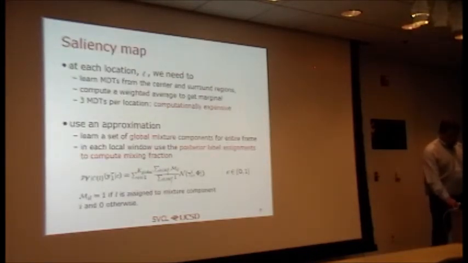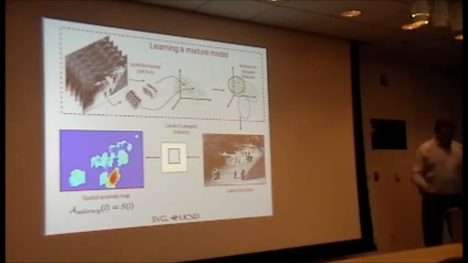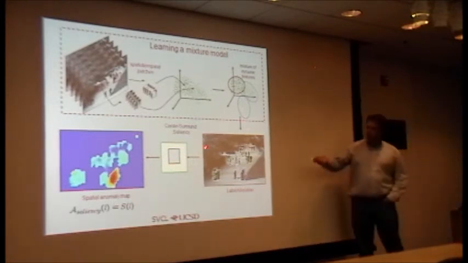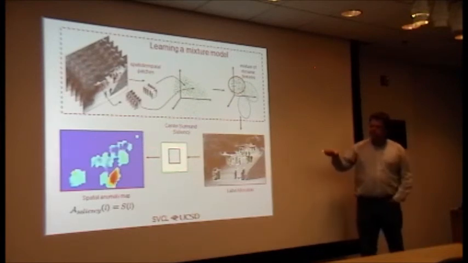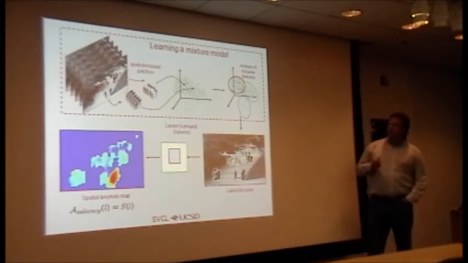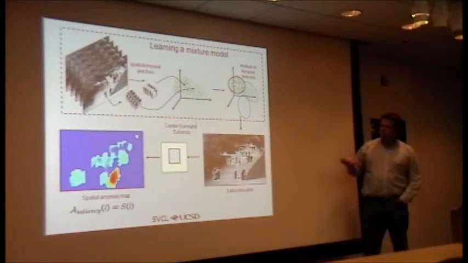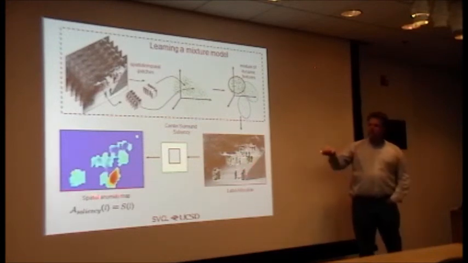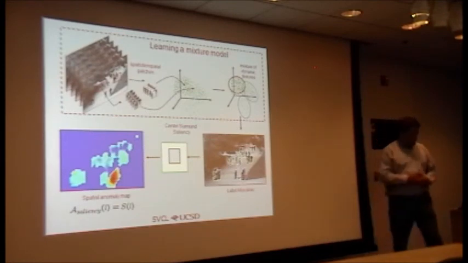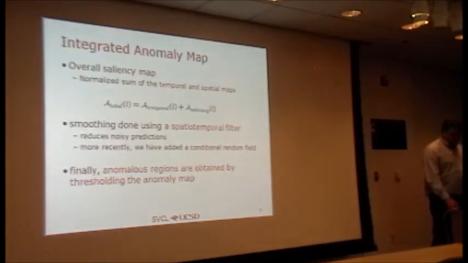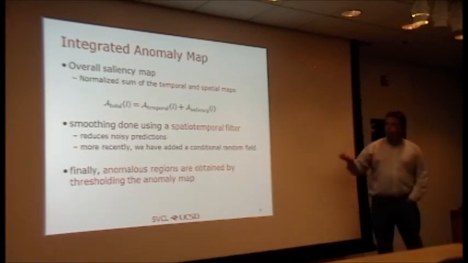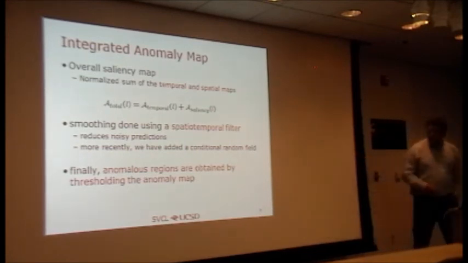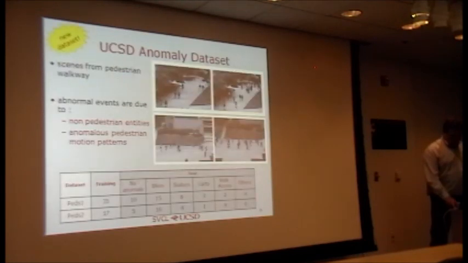Okay, here's an example of what we're talking about. We have a center surround saliency operator that combines center surround with the mixtures of dynamic textures, and then we can find things that are behaving differently from what the other people are doing in the scene. So the anomaly map is a combination of those two, and let me just show you some results.